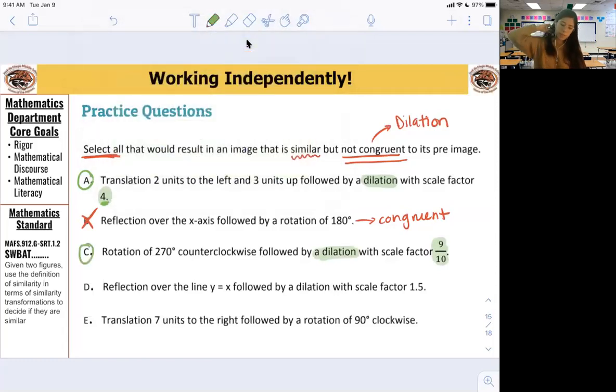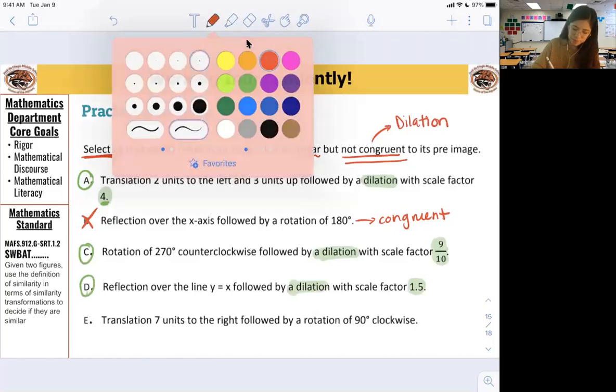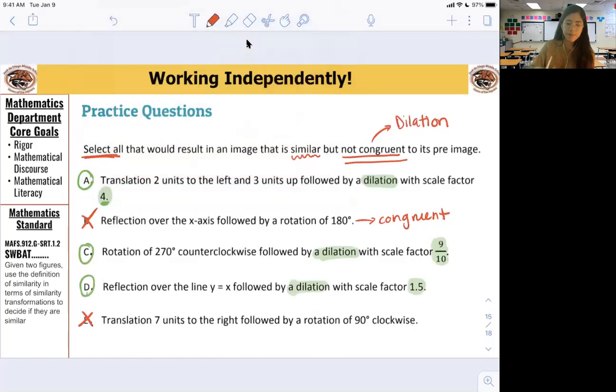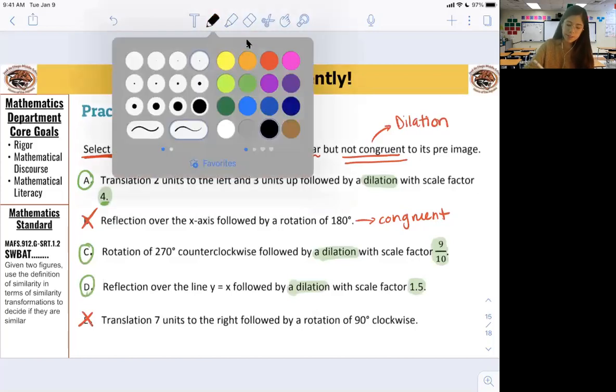D, reflection over the line y equals x followed by a dilation. There it is again. Scale factor of 1.5. Is this one going to be larger or smaller? Good, larger. And then finally, translation 7 units to the right, followed by a rotation 90 degrees clockwise. No dilation mentioned. Therefore, it is out.